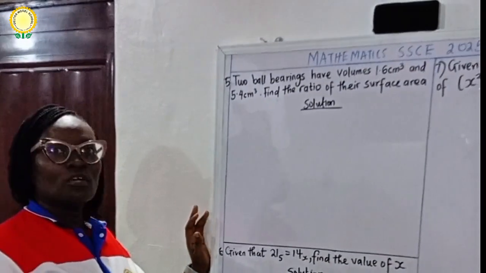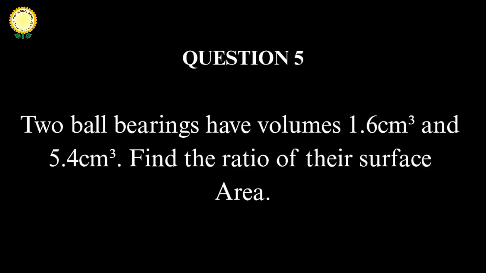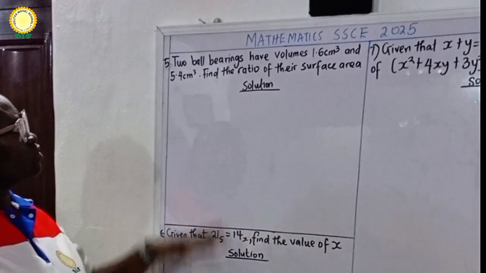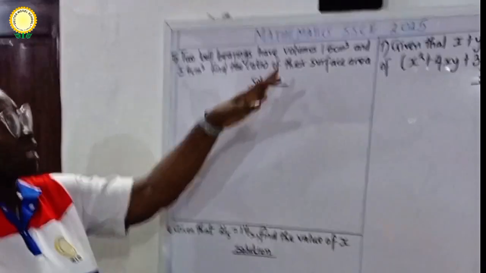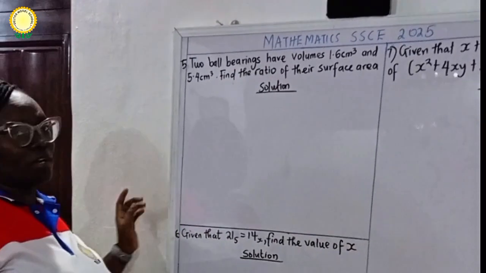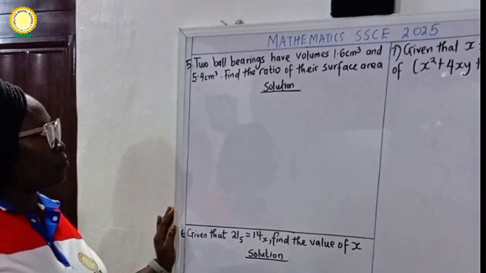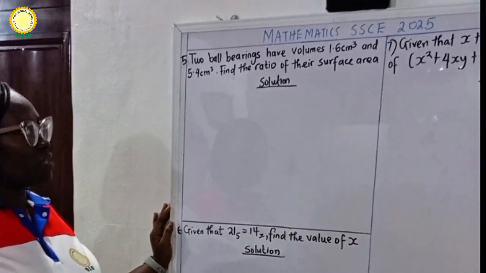Next question. Question 5. Two ball bearings have volumes 1.6 cm³ and 5.4 cm³. Find the ratio of their surface area. So one thing we need to look at here is that we are dealing with a sphere, and the volume of a sphere is 4/3 πr³. We are asked to find the surface area.